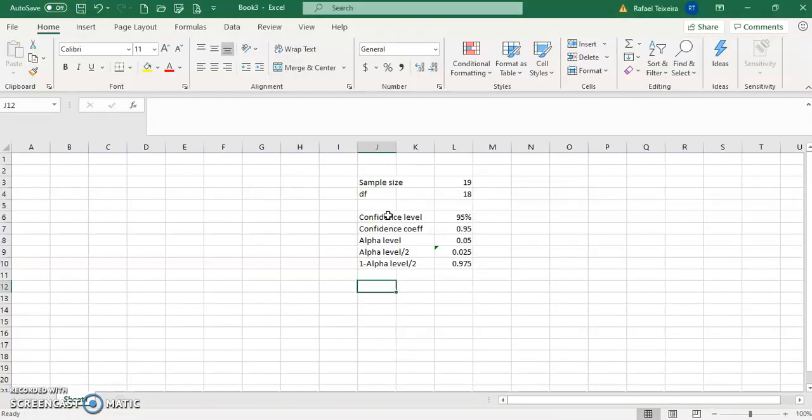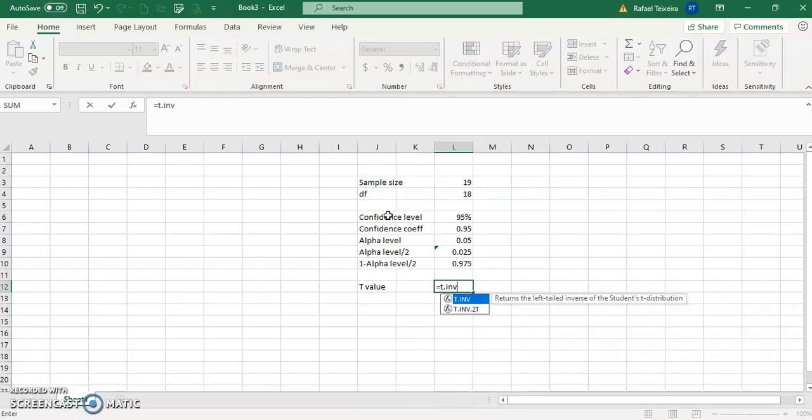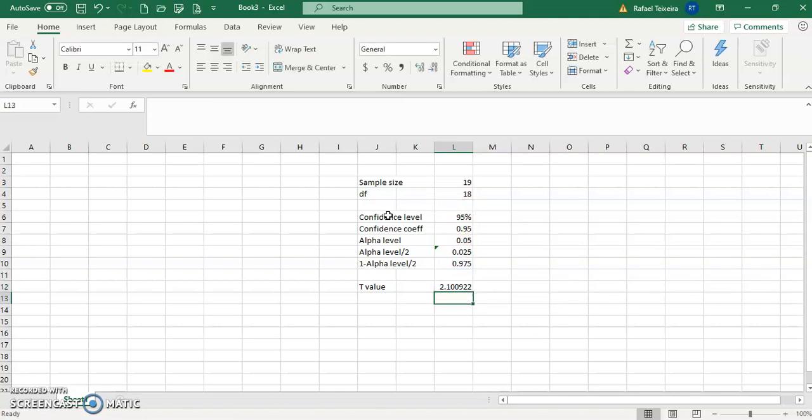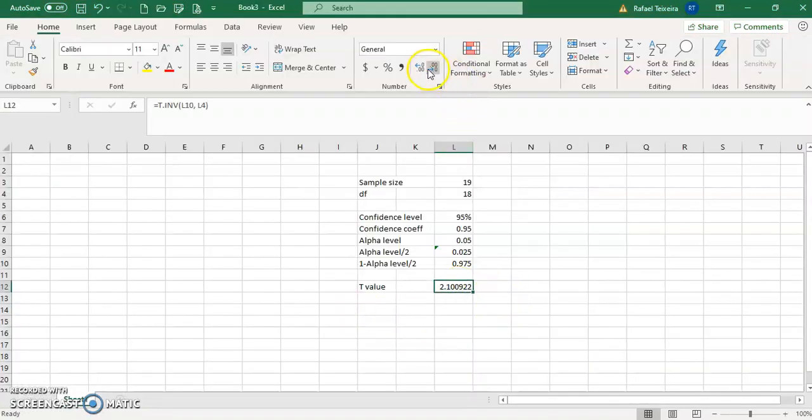And now finally the t-value or t-score, which is equal to T.INV, open parentheses, and then the probability, which is this one, and the degrees of freedom, which is this one, okay, 2.101.